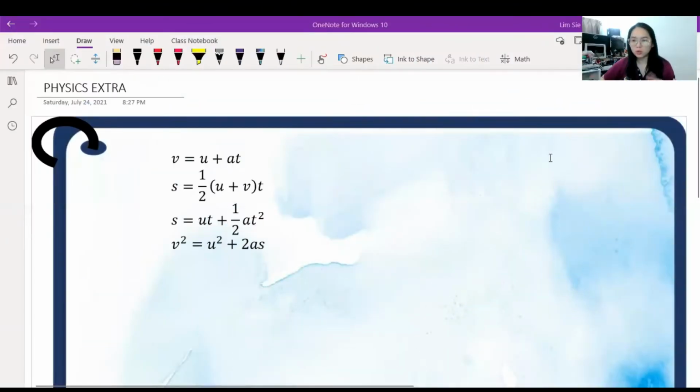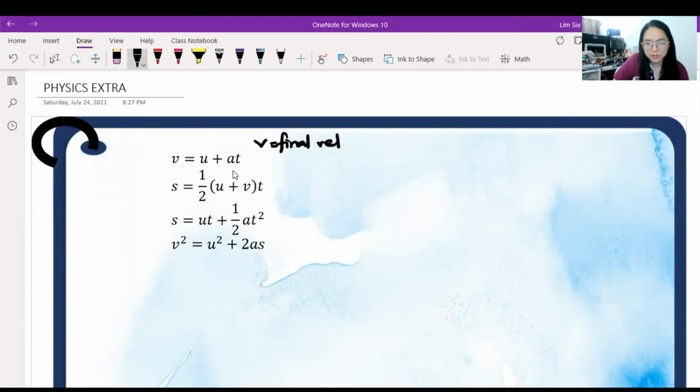As we all know, we have four formulas for linear motion equations. These four formulas are actually related to each other, so I will show you how I derive them. The first thing is I want to define the symbols first. I'll define two, which are V and U. V is final velocity and U is initial velocity.